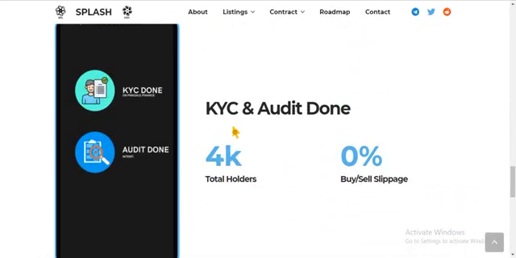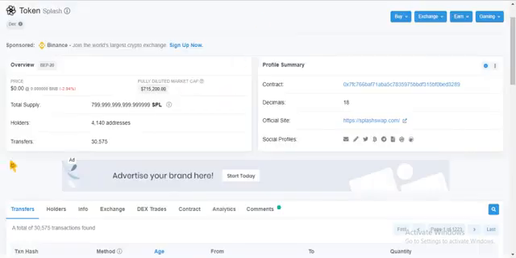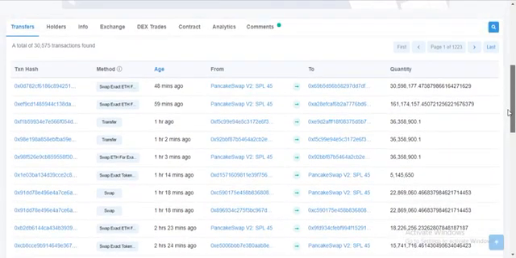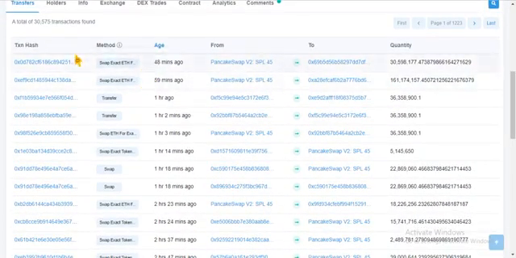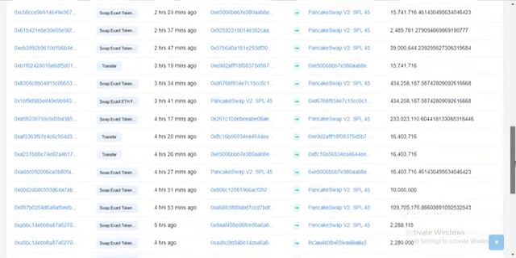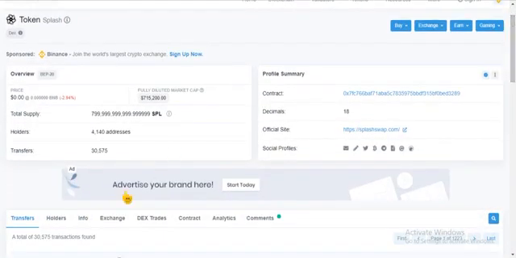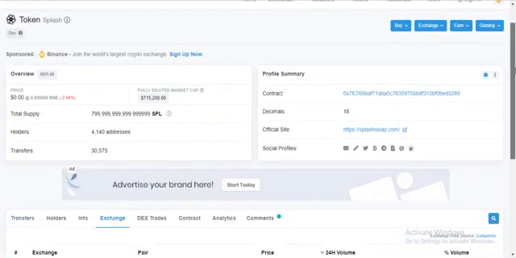You can see it is an amazing project as well. The transfers are 30,575. The contract is this, the decimals are 18, and the official site is Splashswap. The social profiles are here in front of you, and that will give you much more reliability in the future as well as in the present. I had never seen such an amazing project. The transfers, the holders, and the exchanges are here, and these show much more reliability.